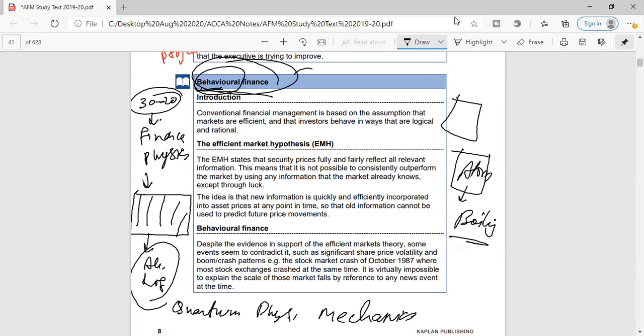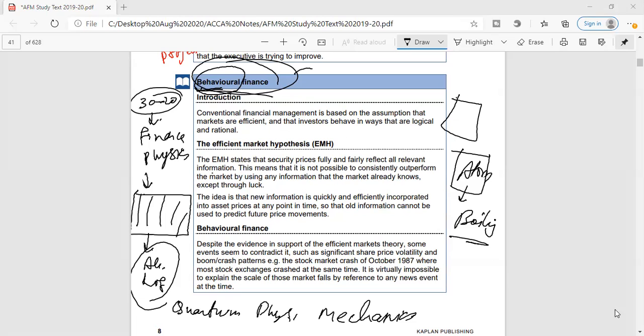Now, in the last 15 years at least, most of the awards in economics have gone to scholars of behavioral finance, and the reason is it is getting prominence. So in the exam also you will see behavioral finance related questions.